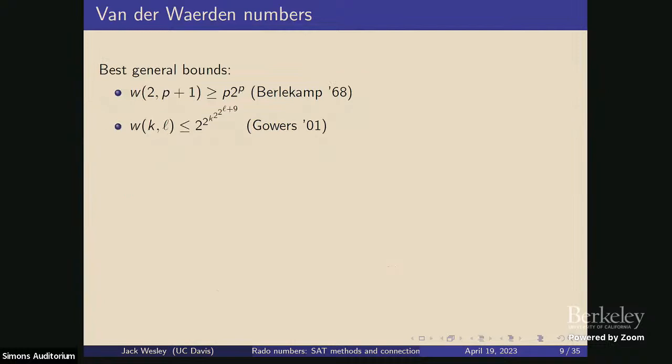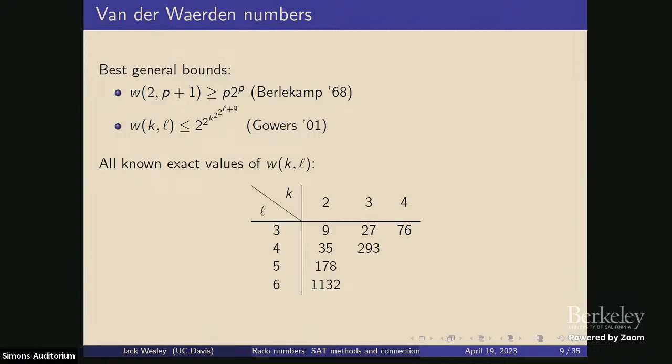Generally, the best accepted lower bound for these numbers is this finite field construction, and the best known upper bound is this funny looking power tower due to Gowers, which actually uses some very deep and difficult results. In terms of exact values, we also don't know very much. We only know these 7 as far as I'm aware. So this is hard both from an asymptotic standpoint and a computational standpoint.